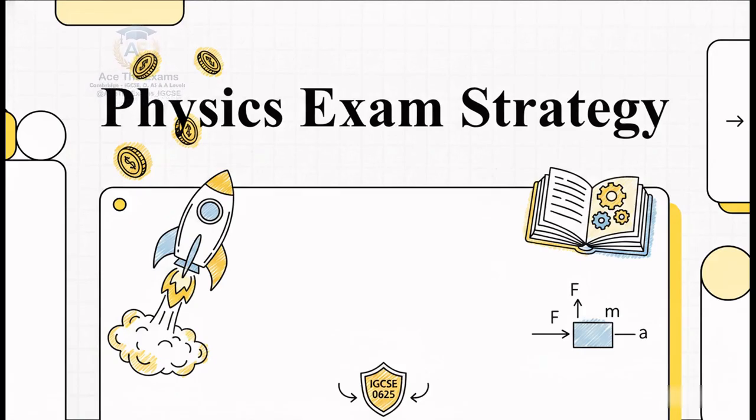We're specifically zeroing in on the Cambridge IGCSE 0625 syllabus, but honestly, whether you're taking 0651, 0652, the O-Level 5054, or even pushing into AS Level 9702, this strategy is a total game changer. We are going to bridge that frustrating gap between rote memorization and true dynamic physical reasoning. So let's get into it.